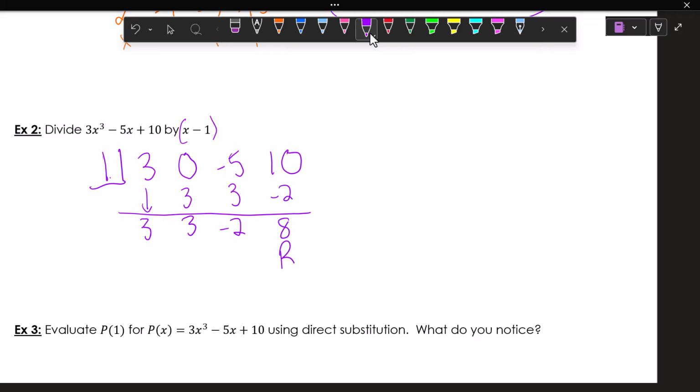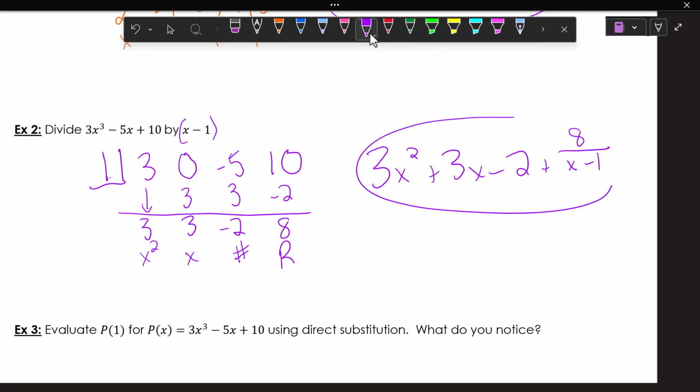So again, the rightmost column is our remainder column, then our numbers, then our x squared. So 3x squared plus 3x minus 2 plus 8 over x minus 1. And that's what it is when we divide.